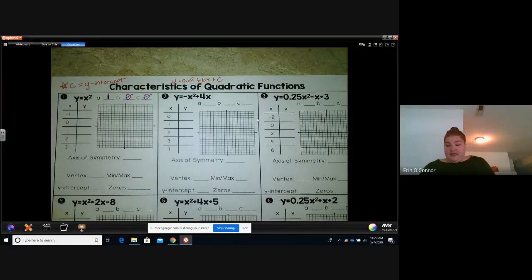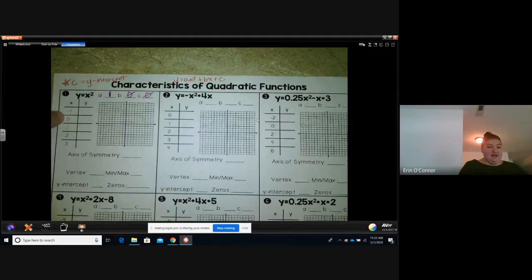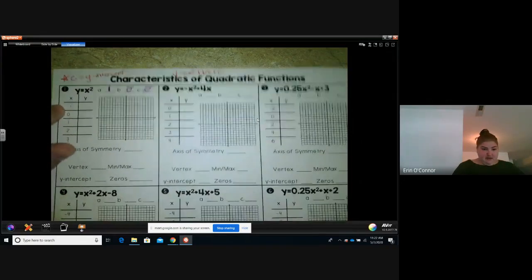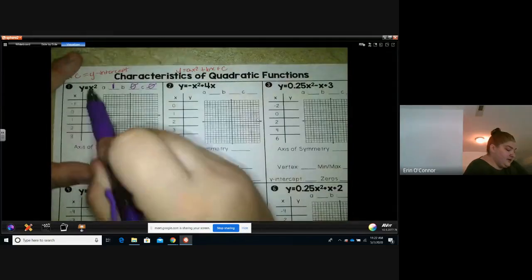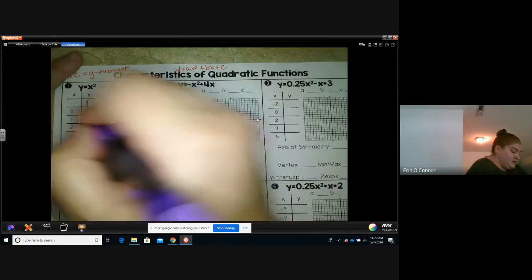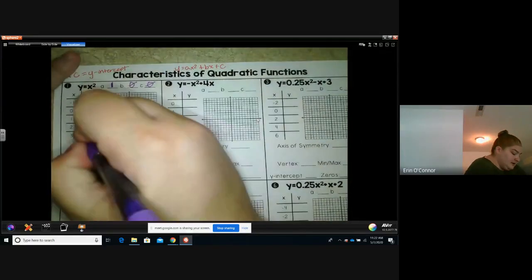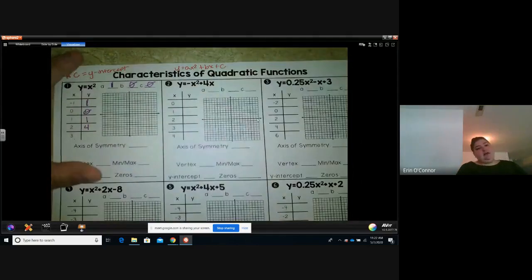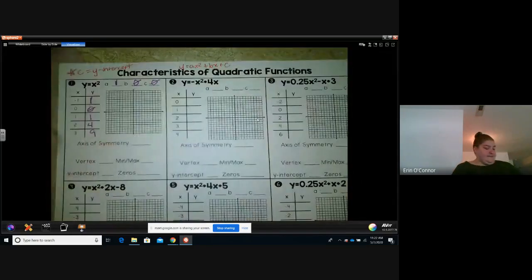Now, what I can do is I can plug numbers in and solve. So if I plug negative 1 in, negative 1 squared is 1. Negative 1 times negative 1 is 1. Plug a 0 in. 0 squared is 0. Plug a 1 in. 1 times 1 is 1. Plug 2 in. 2 squared is 4. Plug a 3 in. 3 squared, or 3 times 3, is 9.